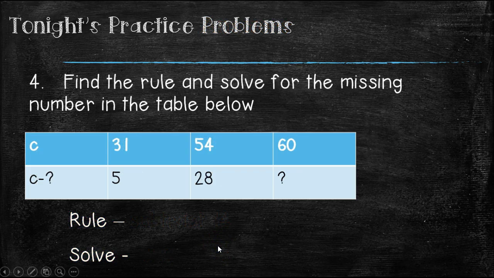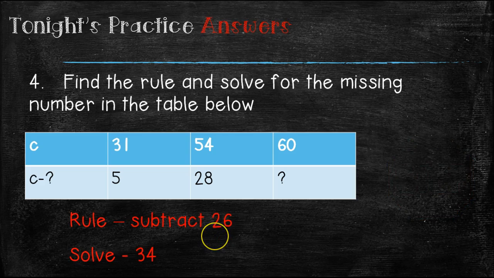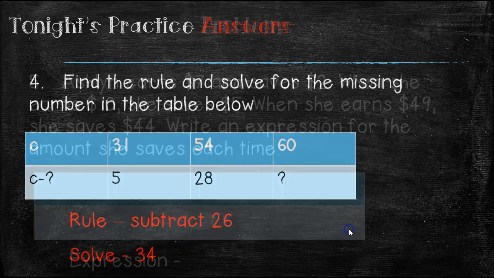386. Here's number 4. Remember, we're looking for the rule and for you to solve where the question mark is. Coming back with the answer in 5, 4, 3, 2, 1. The rule is subtract 26, and if we solved for the question mark here, we would know 60, which is C, minus 26 would equal 34.